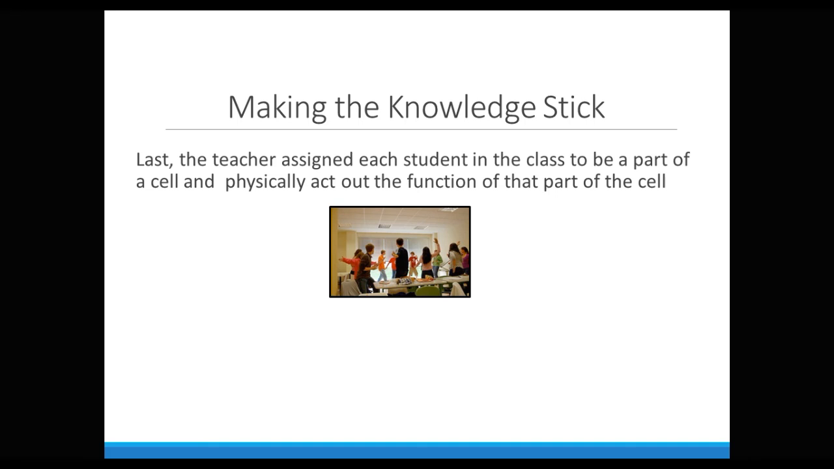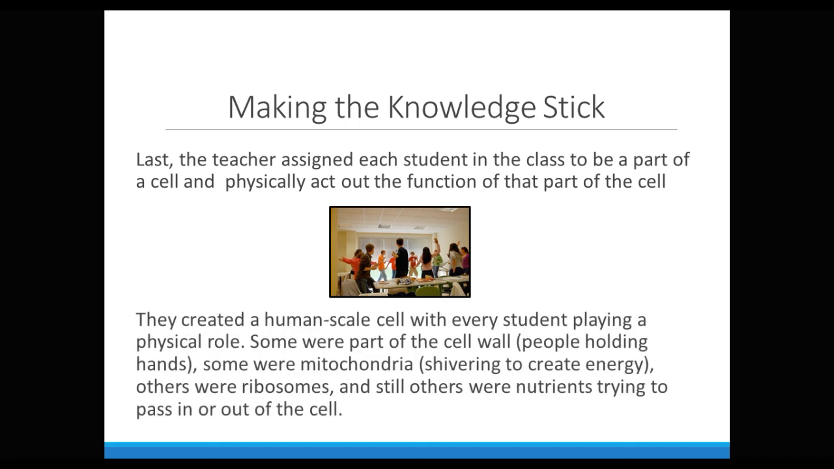So the teacher assigned each student in the class to be a part of a cell. So they had to physically act out the function of that part of the cell in their body as themselves. So the desks were cleared to the side of the room, and they created a human scale cell with every student playing a physical role. Some were part of the cell wall. These are people that were holding hands. Some were mitochondria. He made them shiver to create energy. Others were ribosomes, and others were nutrients trying to pass in or out of the cell.